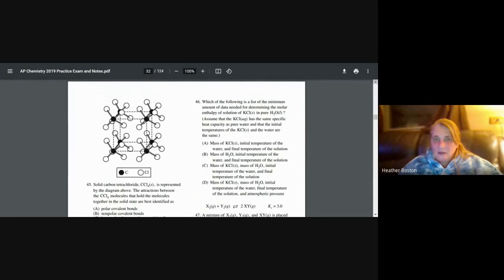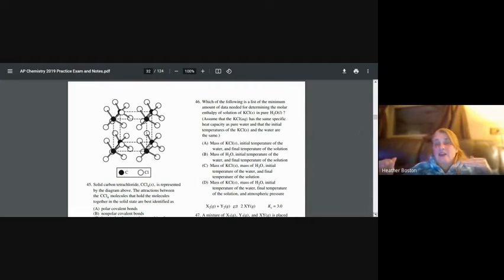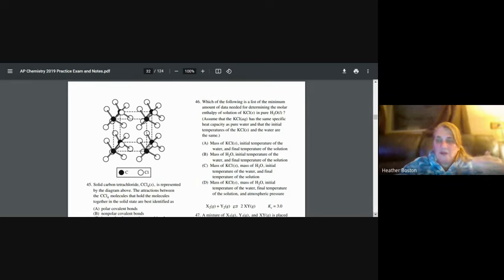46. What do you need to know to determine the enthalpy of solution for KCl in H2O? That was in our thermochem. So remember, our mCAT equals mCAT. So the amount of water, so it's mass, specific heat, change in temperature. So you're going to need to know the masses of the substances and the temperatures of the substances.